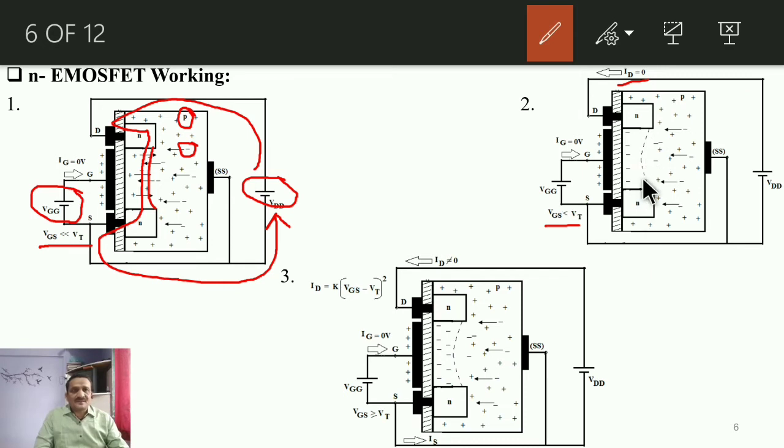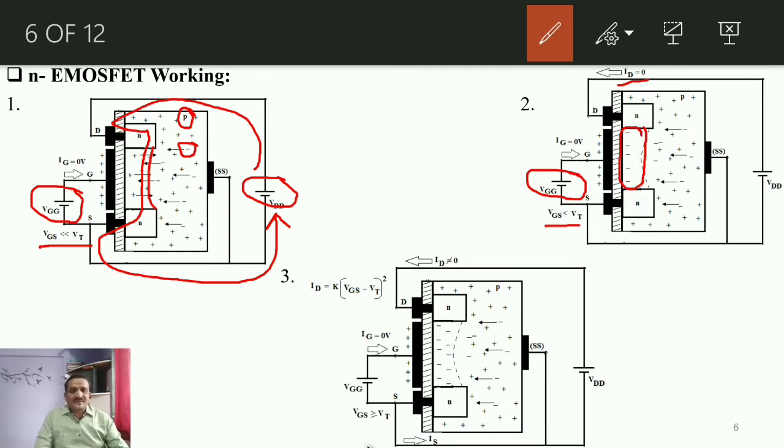You will observe a small density or very less density of negative charge carriers accumulated within these two regions by the application of small VGS, voltage at gate to source, by this DC source, and that is nothing but VGG, is it? Remember, VGS is different and VGG is different. VGG is nothing but a DC source. By that DC source, whatever potential gets generated or voltage gets applied across gate and source, that is known as VGS. So when VGS is less than VT, ID will remain 0 because a sufficient density channel will not form, is it?